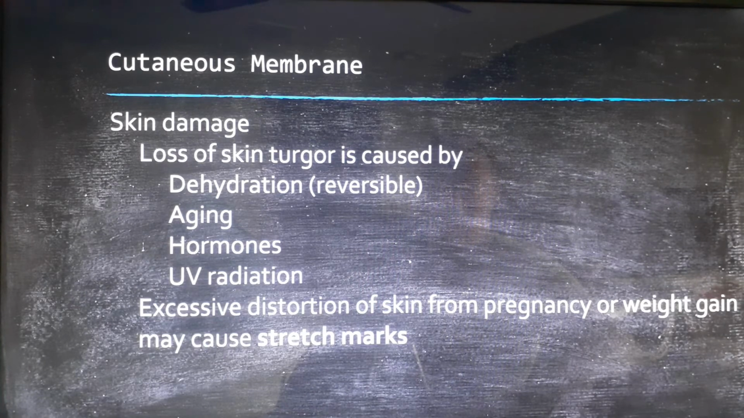Aging, not reversible, unfortunately. So as we get older, we create fewer and fewer fibers and we hold less water under our skin, so our skin begins to sag. Shifting hormones during a month can cause changes to your skin. So sometimes your skin has more skin turgor and sometimes it has less. And damage from UV radiation also affects your skin turgor.